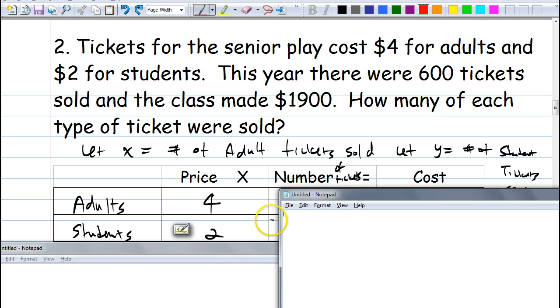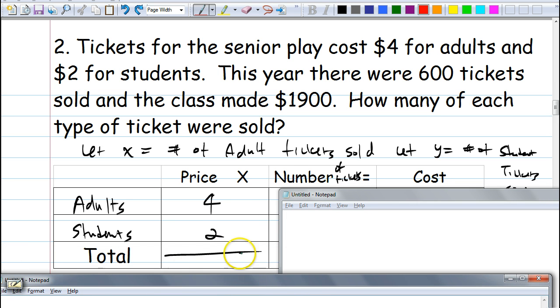By the way, can I put anything down for total here underneath the price? No. Okay, that's separate, right? For adults and for students too, you don't know the total price. For each of these tickets, it's different.